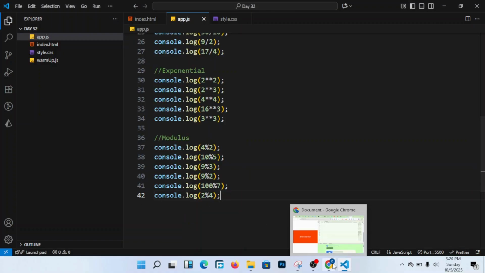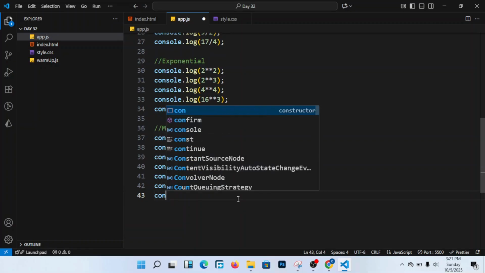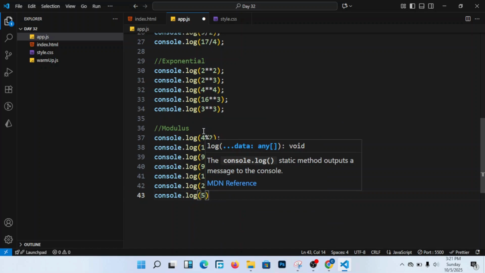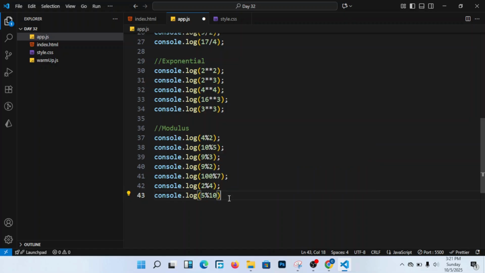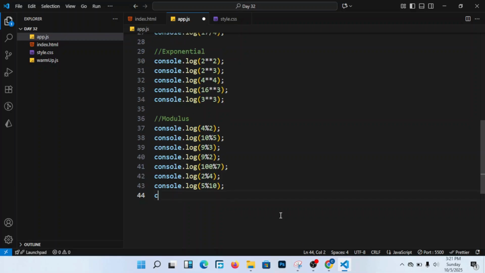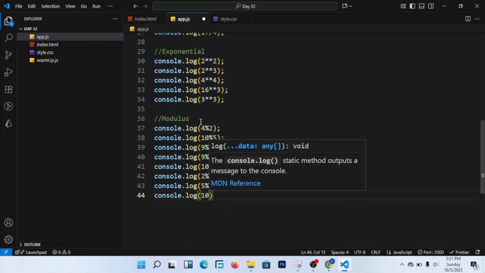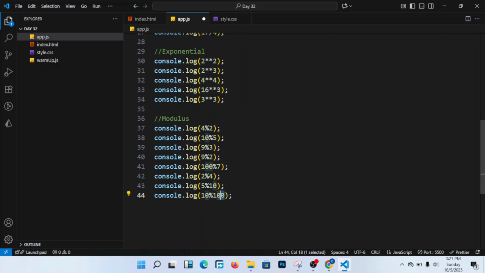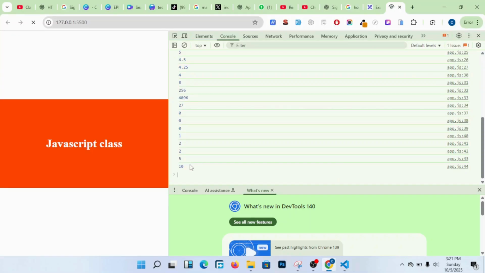Even if I say console.log and put 5 modulus 10, it will say it cannot divide 5 by 10, so it just gives me back my 5. Are you seeing here? Even if I say console.log 10 modulus 100, it says no, this is impossible, and just gives me back my 10. I see my 10 is here.